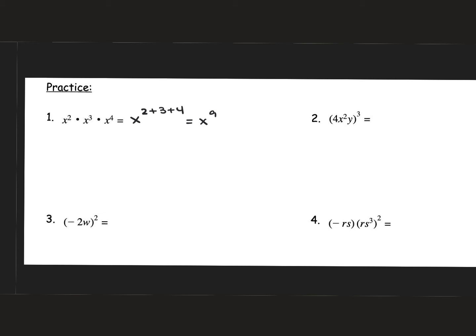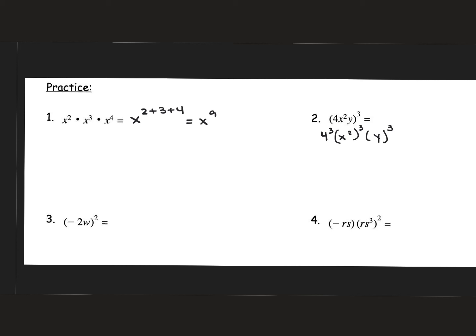All right. Looking at number 2, we have 4x squared y all raised to the power of 3. So this is a power of a product. Everything in my parentheses is going to be raised to the power of 3. So I have 4 raised to the power of 3, I have x squared raised to the power of 3, and I have y raised to the power of 3.